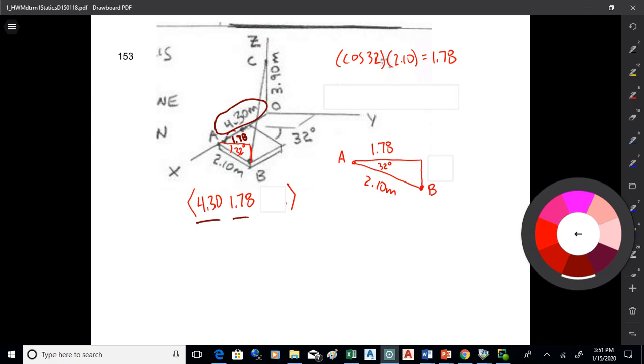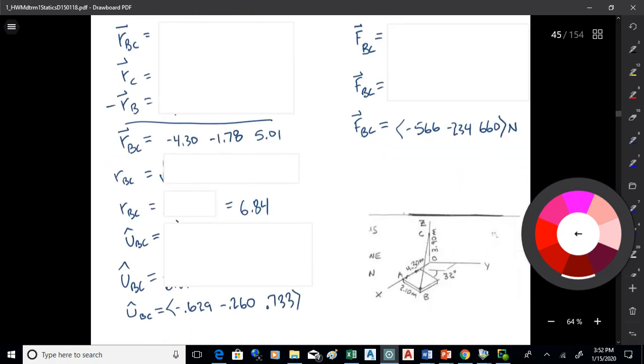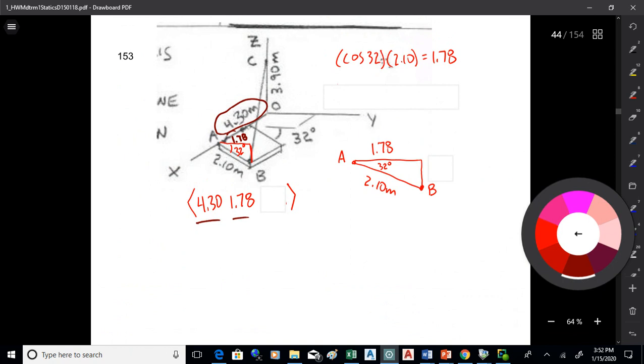How did you solve for that 1.78? I'm taking cosine 32 times 2.1. The door, which goes from A to B, is a hypotenuse of a right triangle. And I've got the 32-degree angle. Oh, okay, that one. So I'm pulling that triangle out of there and using that to solve for the y distance. You good with that?